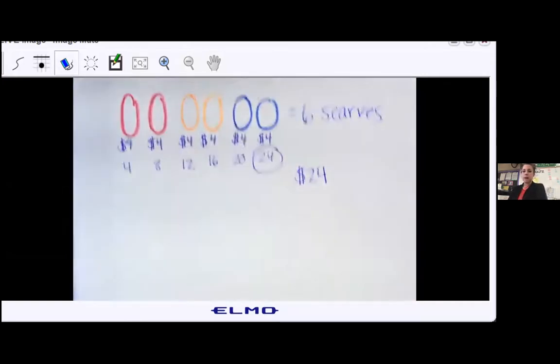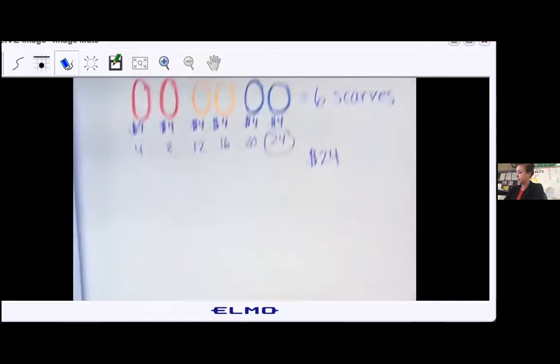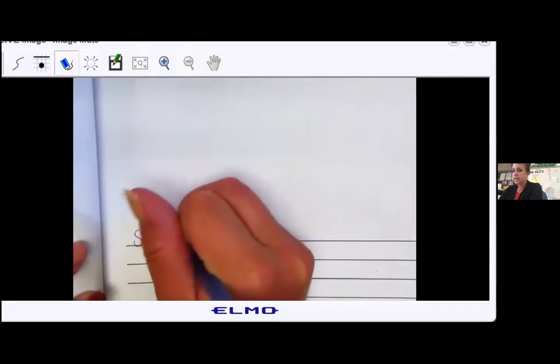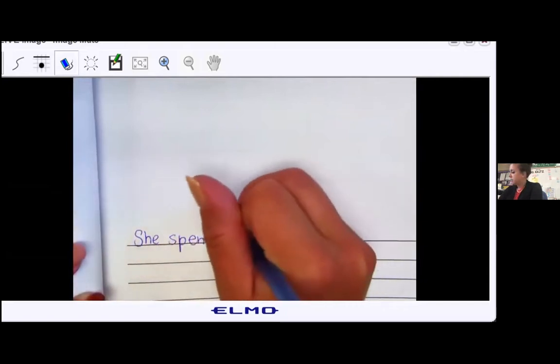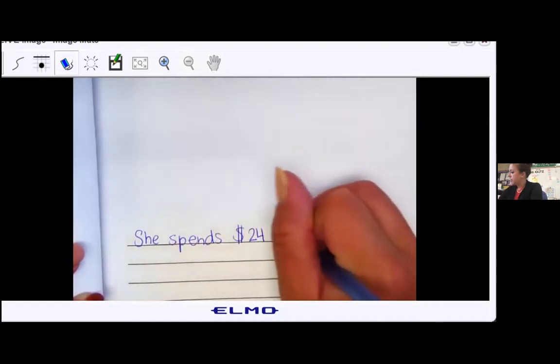All right, going to the bottom, remember we want to answer this question first. How much does she spend altogether? She, meaning Nina, spends $24 altogether.